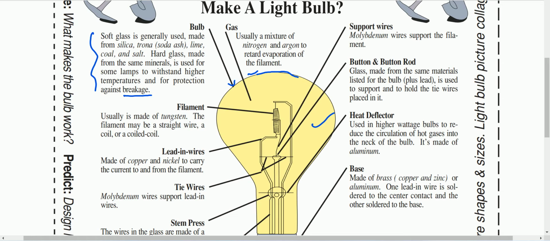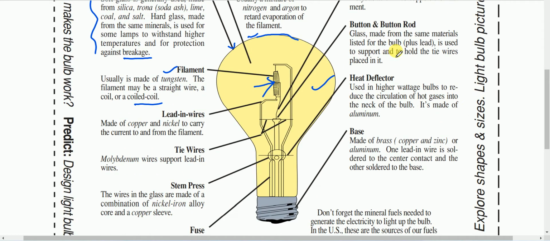And here we have the filament. Usually it is made from tungsten, a very hard mineral, and the filament may be a straight wire or a coil or a coiled coil. So you may observe it. Just take a bulb and you may observe it.